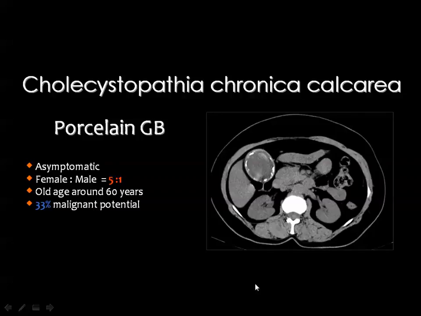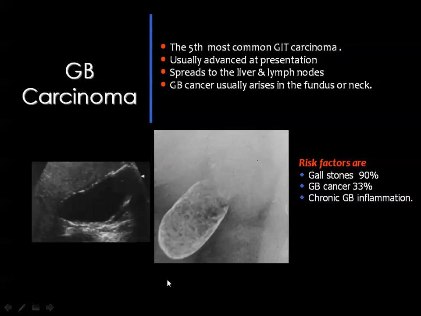Then porcelain gallbladder means that the gallbladder wall is calcified, and this is also known in the literature as cholecystopathia chronica calcarea. And as I have said, this is a precancerous condition with about 33% malignant potential. And this pathology can be diagnosed from the plain film by detection of calcium in the wall of the gallbladder, or by ultrasound by showing evident echogenicity of the gallbladder corresponding to the presence of calcium.